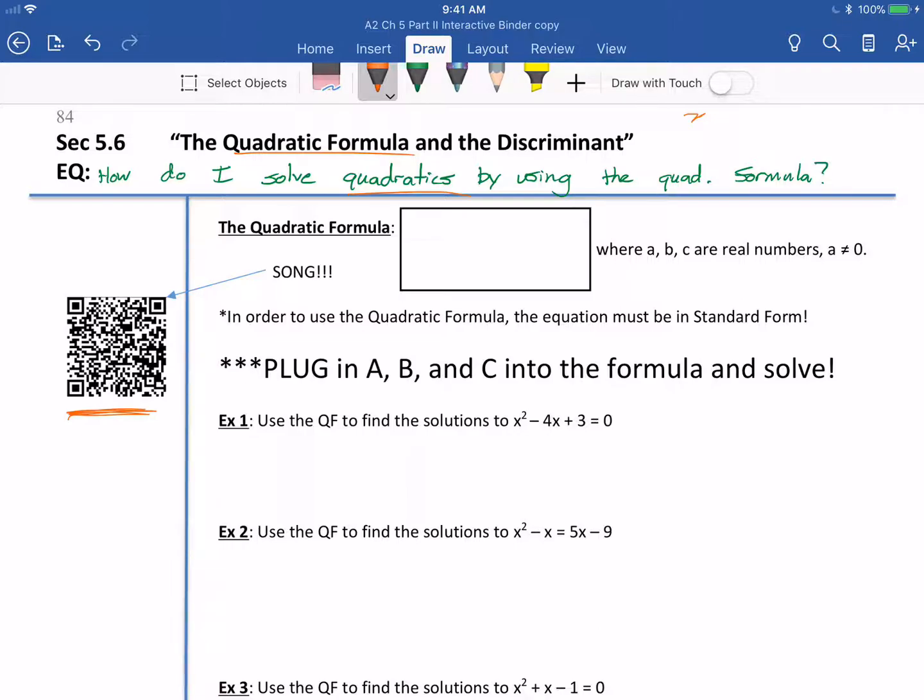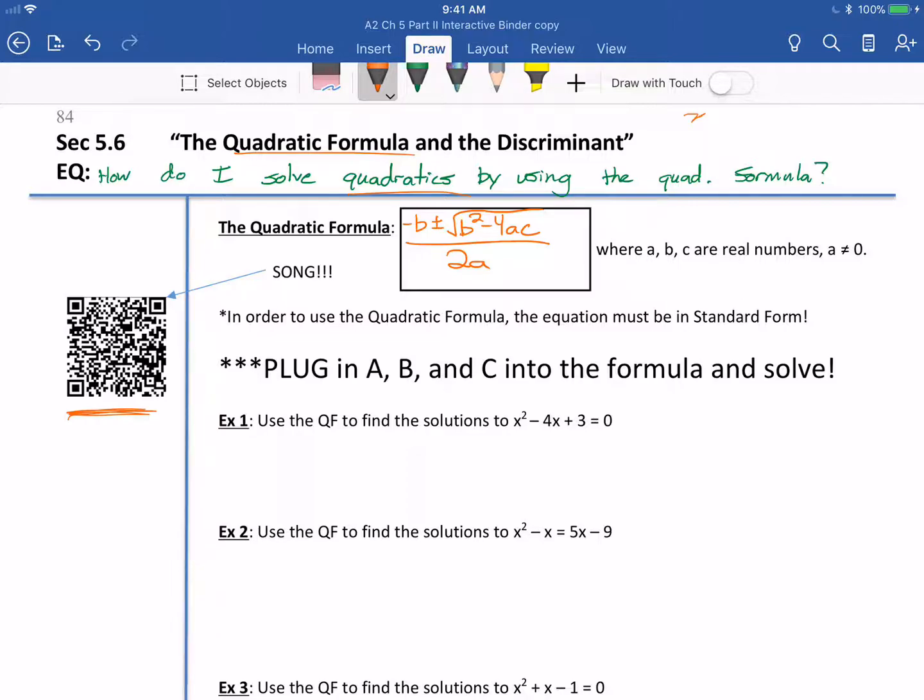So the quadratic formula is negative b plus or minus the square root of b squared minus 4ac, over 2a. That's the song that they sing. I obviously cannot sing it as well as they can. So if you've stopped listening by now, I don't blame you, but that is the quadratic formula. We're going to use that a bunch of times.